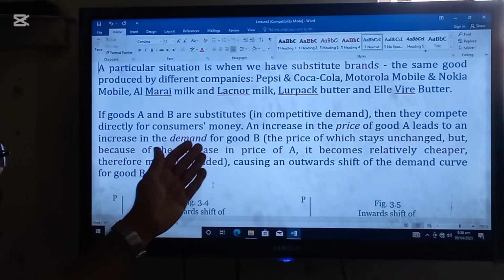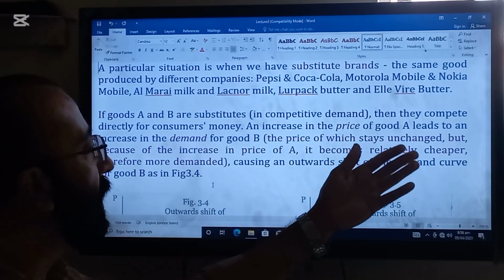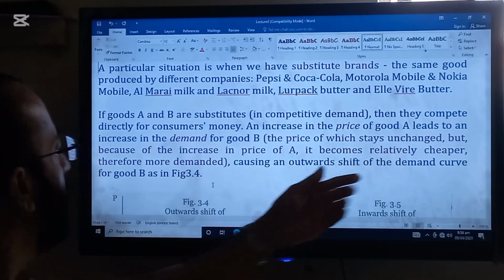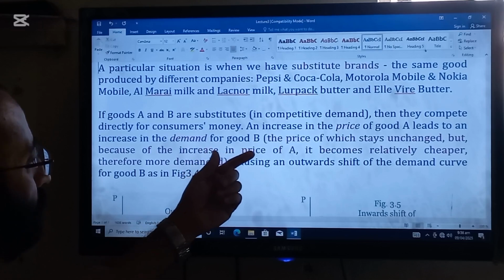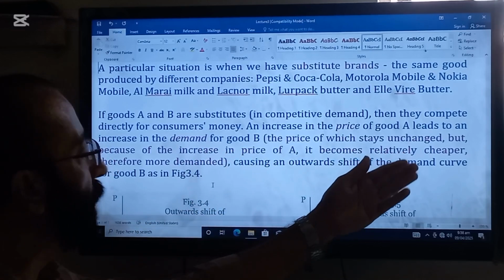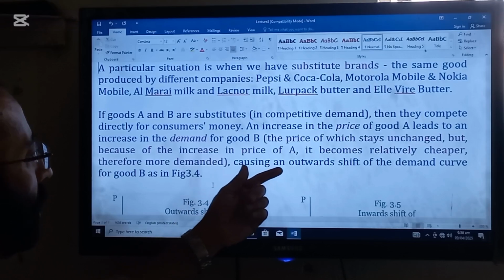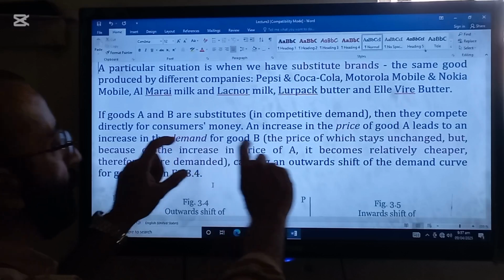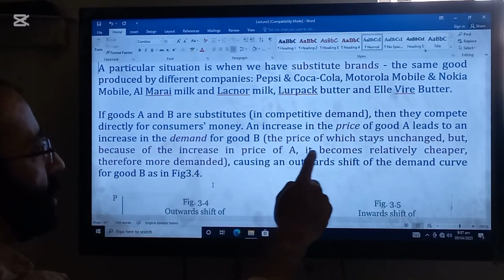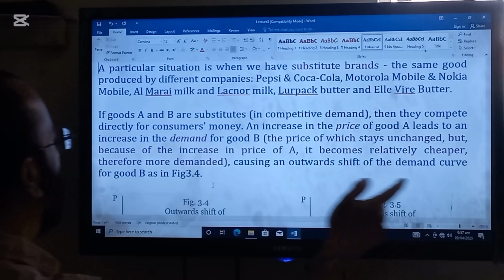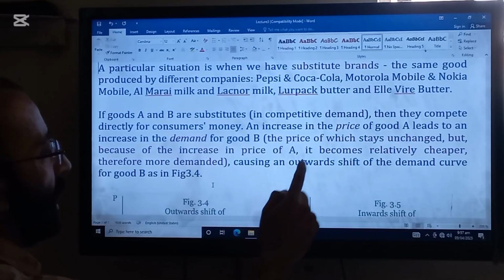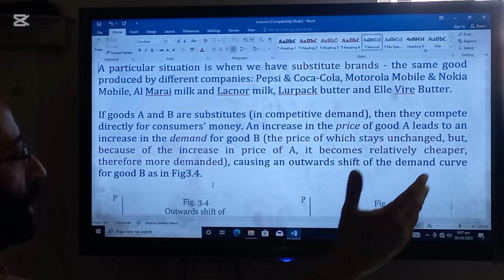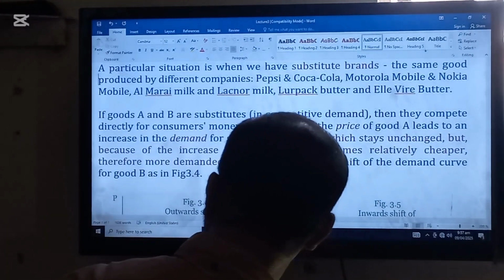If goods A and B are substitutes in competitive demand, then they compete directly for consumers' money. An increase in the price of good A leads to an increase in the demand for good B, the price of which stays unchanged. But because of the increase in the price of A, B becomes relatively cheaper, therefore more demanded, causing an outward shift of the demand curve for good B as in 3.4.